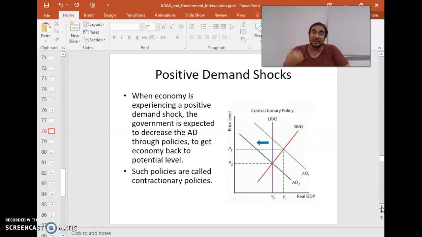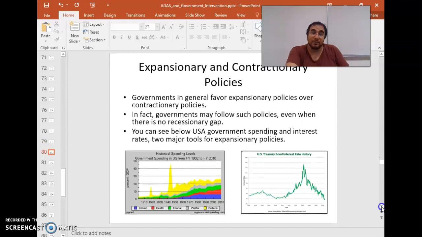If you decrease the aggregate demand through a policy, that's called a contractionary government policy. Of course, we might have contractionary fiscal policy, contractionary monetary policy, expansionary fiscal policy, and expansionary monetary policy. All four combinations are possible. Now we will see other constraints related to both of these policies, but we will see it in the next part.